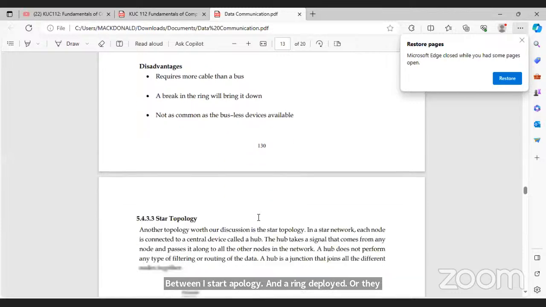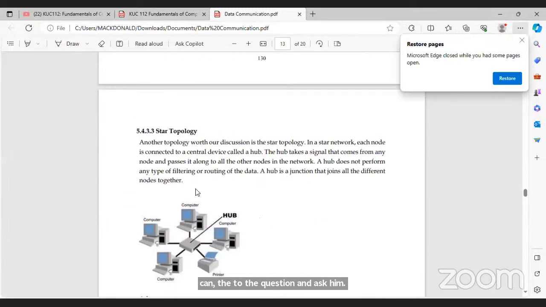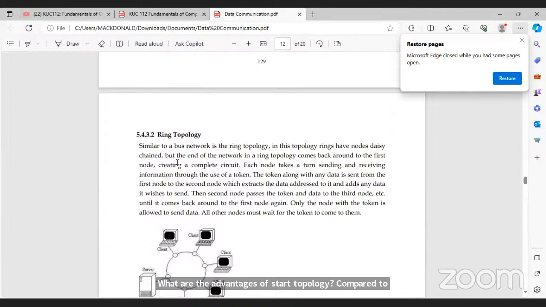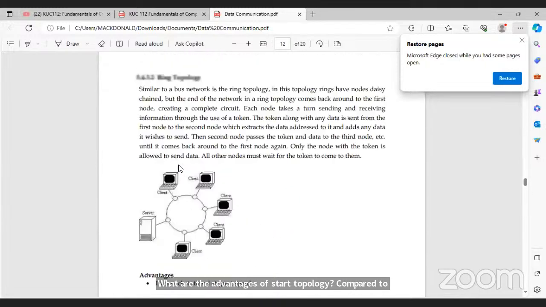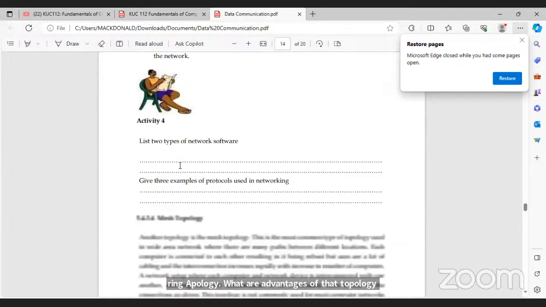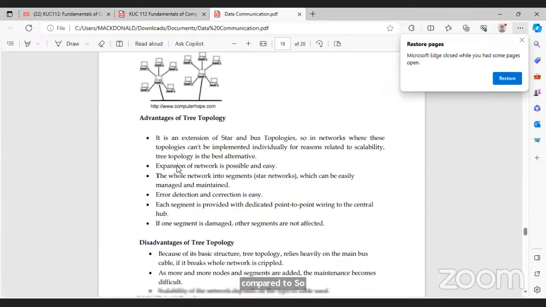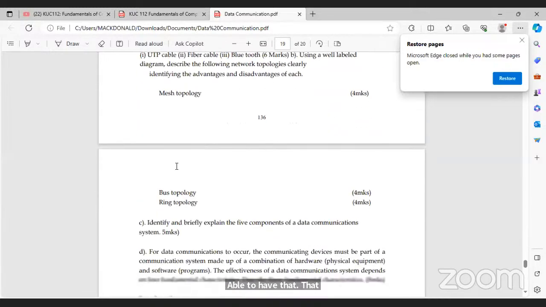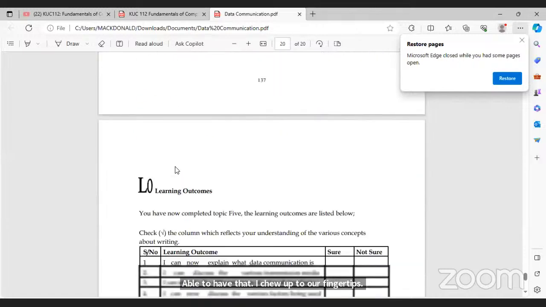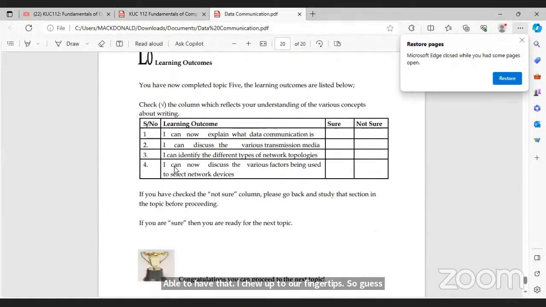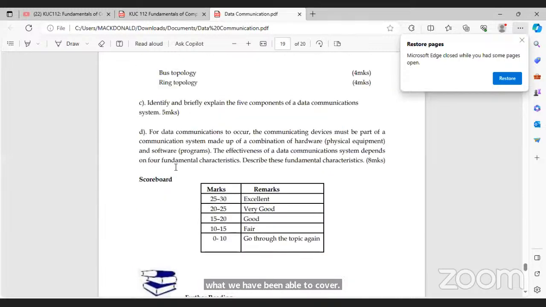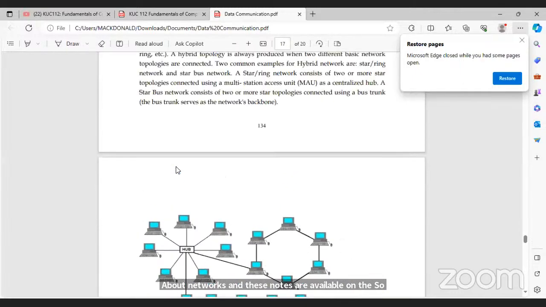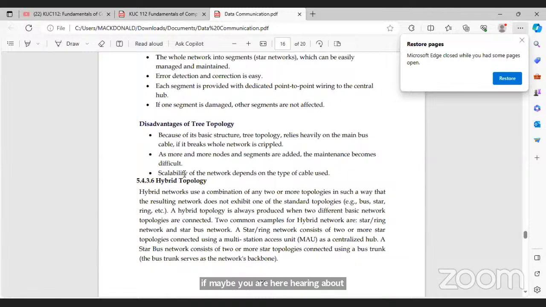Or they can twist the question and ask you, what are the advantages of star topology compared to ring topology? You should be able to have that at your fingertips. So that's what we have been able to cover about computer networks, and these notes are available on the e-learning. So if you are hearing about topologies for the first time today, it means that you are lazy, you don't know what you came to do in the university.